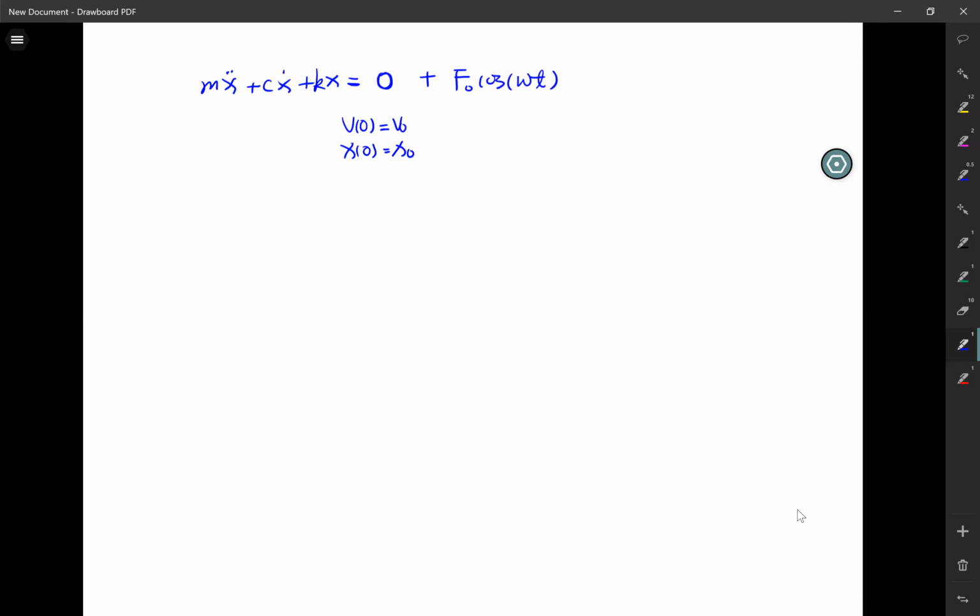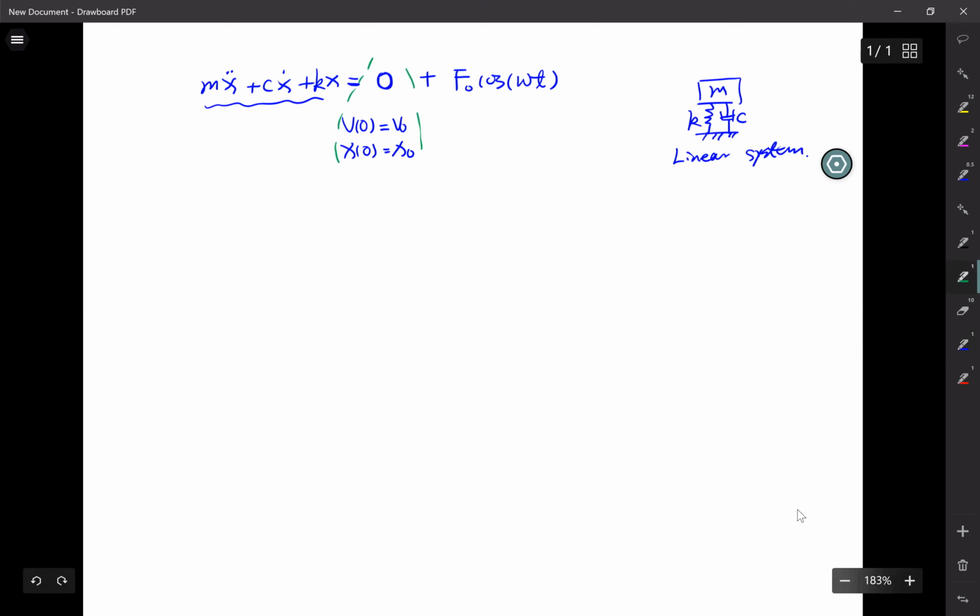So previously we said on the left-hand side, when you have a mass spring damper, all the coefficients are linear, your m, c, k, they're constants. So that means you have a linear system. And if you have a linear system, you can always use superposition. So you have input number 1, and then you have your input number 2.